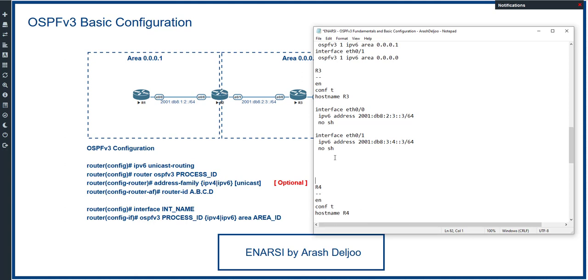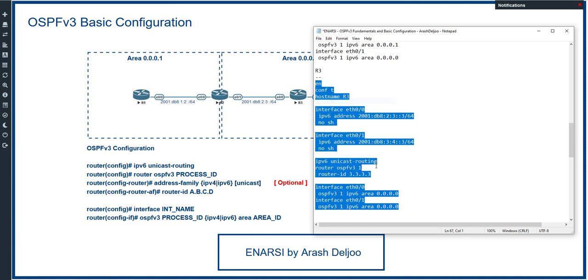The same concept again. Here we have IPv6 unicast routing, the first command. After that, router OSPFv3 process ID is 1, and then router ID is quad 3. Then interface ETH00, OSPFv3 1 IPv6 area, then area ID. Area ID is quad 0, and also on the ETH01 we need to configure the same command: interface ETH01, OSPFv3 1 IPv6 area quad 0. That's it. This is the configuration of the router 3.